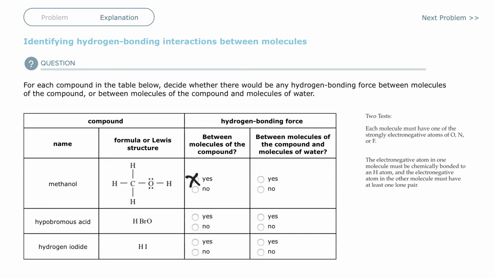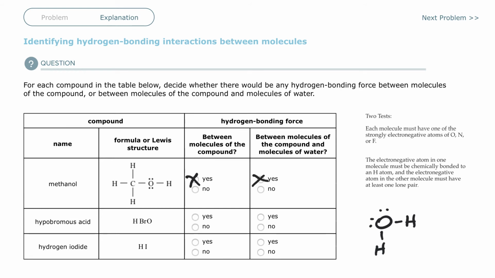If you remember, water is going to be like this: two hydrogens and an oxygen. If you look at the oxygen, it's electronegative and has at least one lone pair. It has two. Water also is attached to hydrogen, and it also has at least one lone pair. So yes, this would also attract to water.